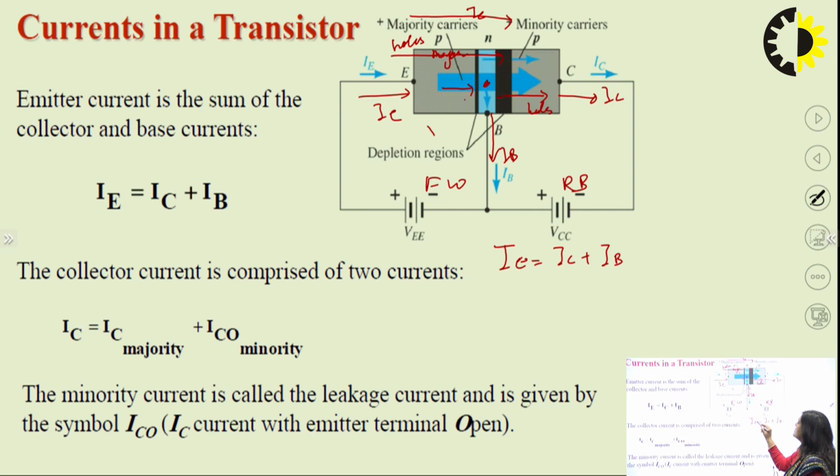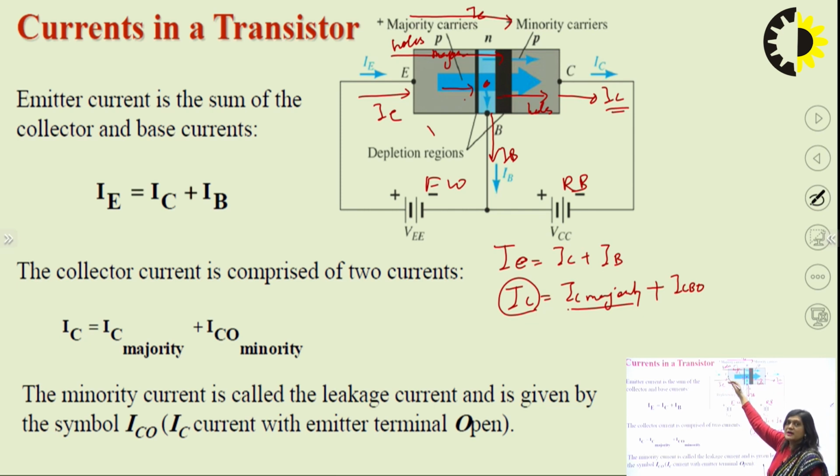IE is equal to IC plus IB, and also we can conclude that IC is equal to IC majority plus ICBO, plus ICBO. Here IC majority means total collector current. If we see the total collector current, this current is due to the majority charge carriers that is coming from the emitter to the base region or to the collector region.